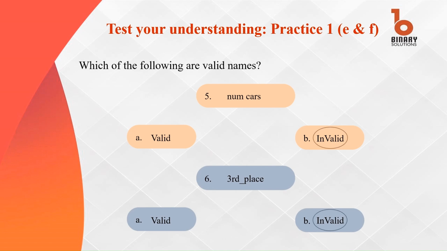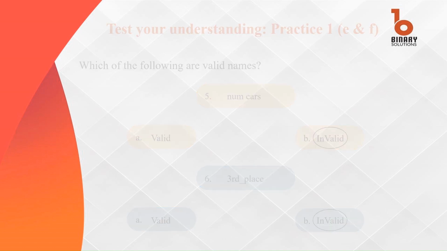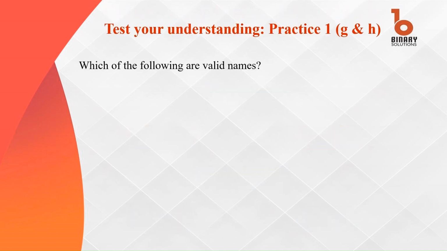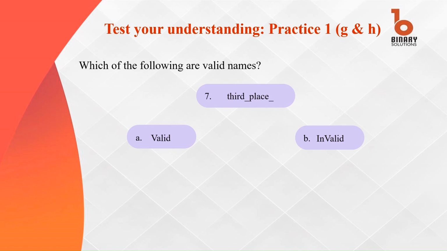Here are the correct answers. Check them against your responses to see how you performed. Now, let's dive into the seventh question. Check out this identifier, third place. Is it valid in Python? Remember, identifiers can end with an underscore too. What do you think? Tell me in the comments section if you get the right answer.